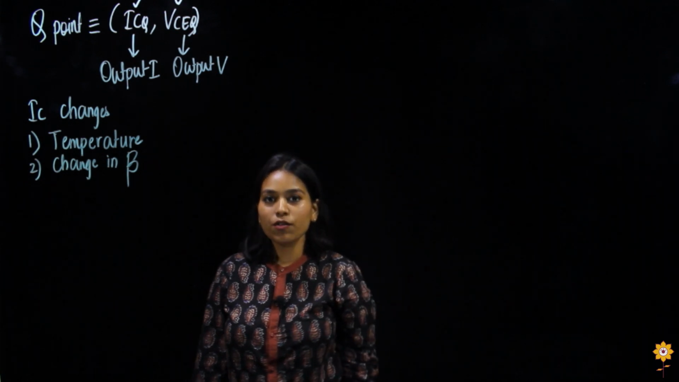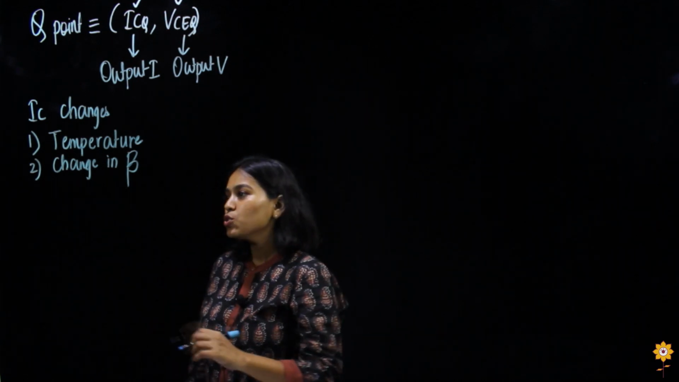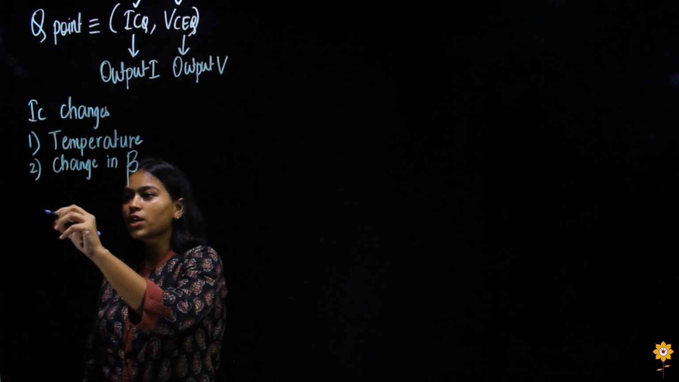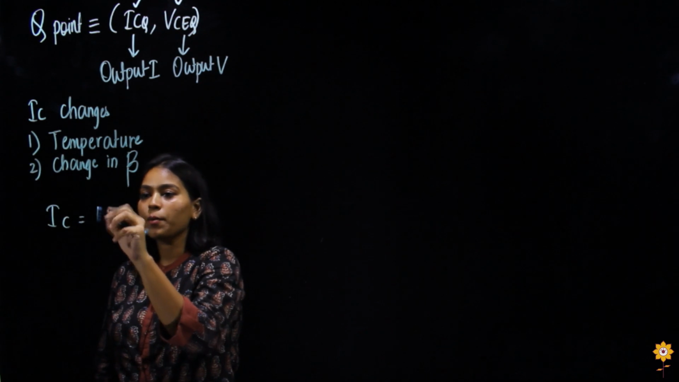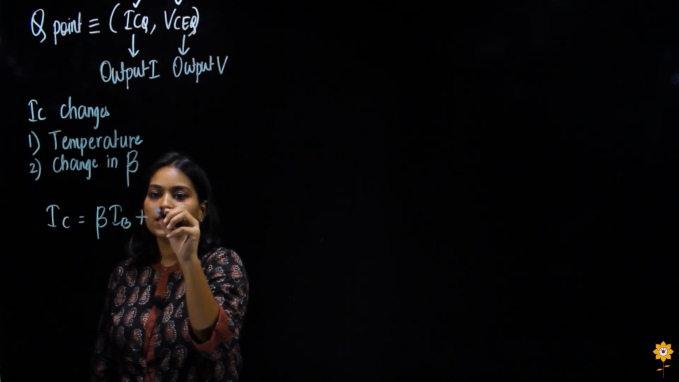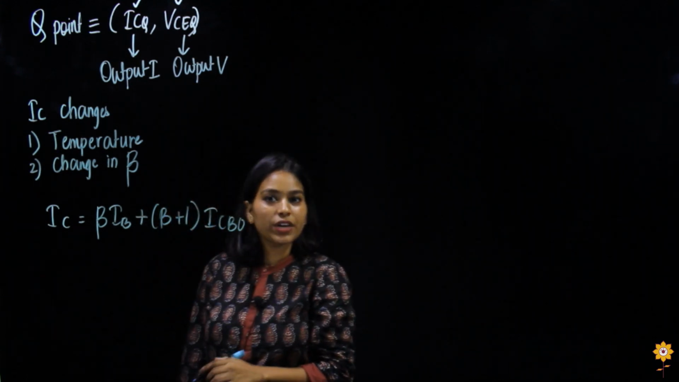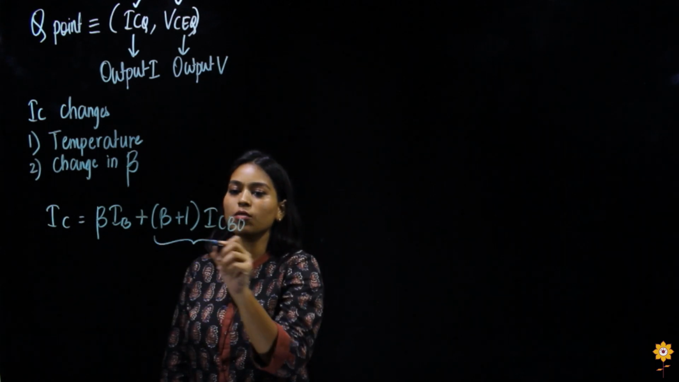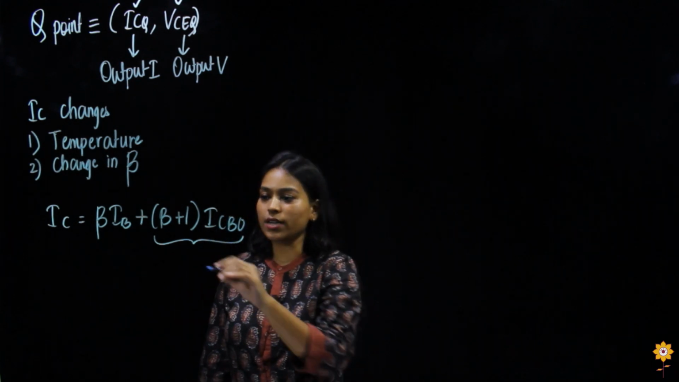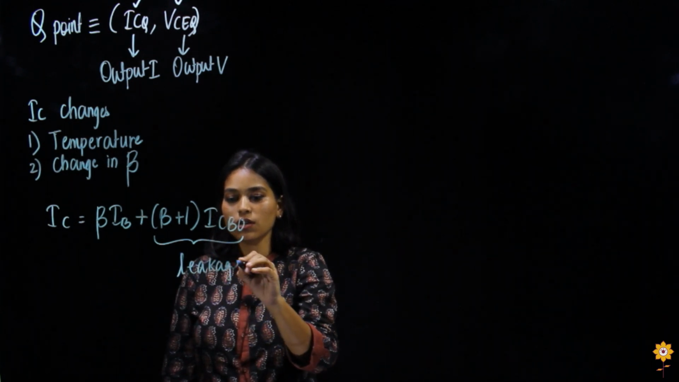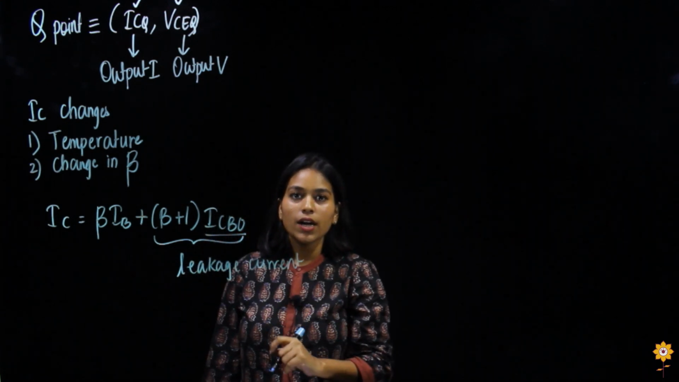So let's see, if RE is considered in self-bias, what is the advantage of it? How does temperature cause change in IC? Now if you see, IC is equal to beta IB plus (beta plus 1) ICBO. We already know this, and ICBO is nothing but the reverse saturation current, which is nothing but the leakage current.